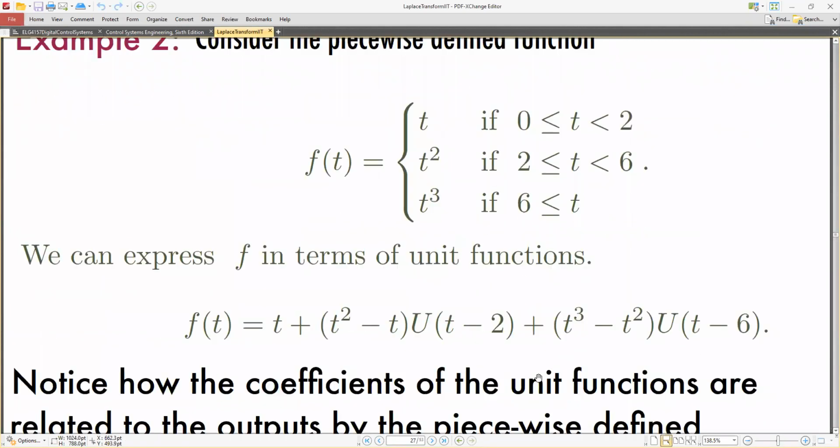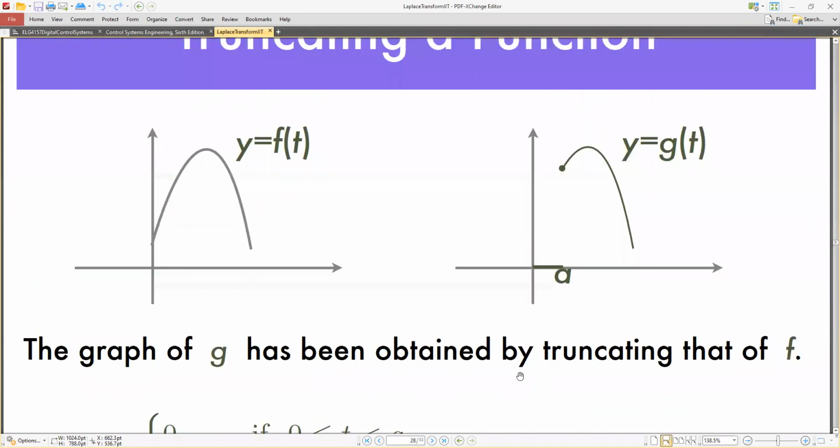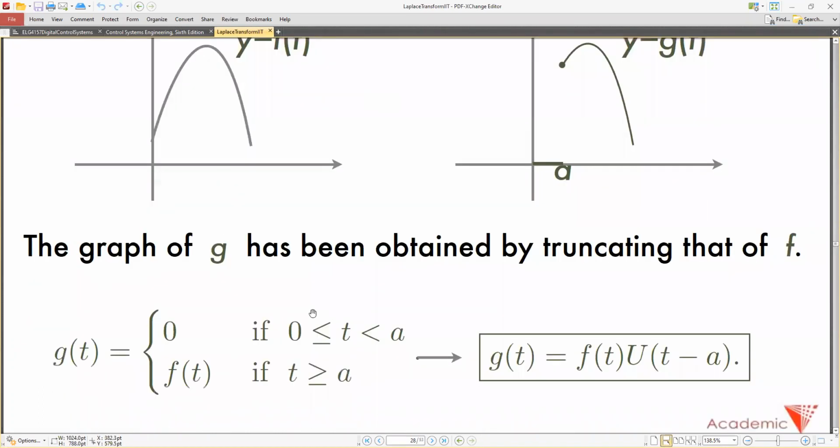Another example, another piecewise function. So truncating a function, you can change the function like this, graph.